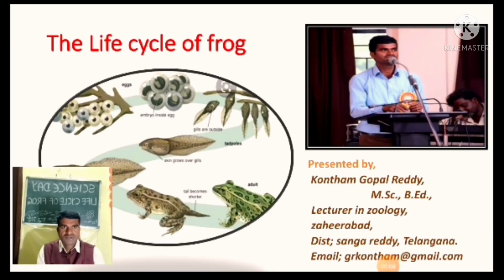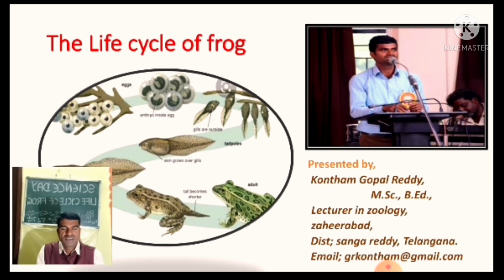Good evening, students. Today we are going to discuss the topic, the life cycle of a frog. The male and female frogs do fertilization. The male releases sperm, and the female releases ova. Both are fusing, and further it forms a zygote.